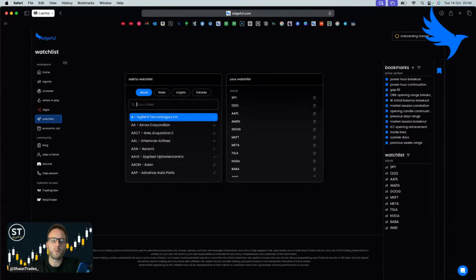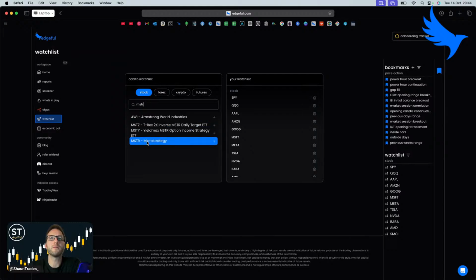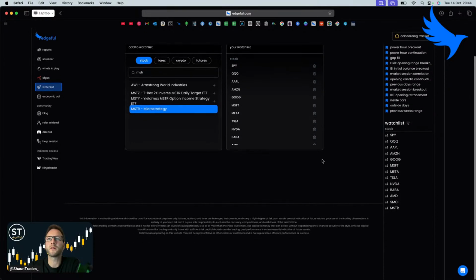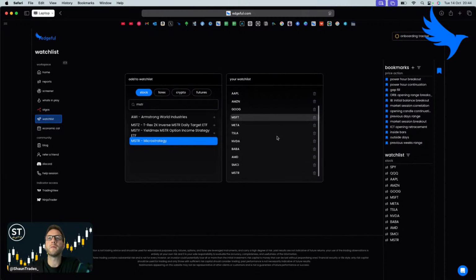We'll follow on with the semiconductor space. We'll do Super Micro Computer. Let's see if they have MicroStrategy. Not one I trade that often, just one that came off the top of my head right now. And we can add that as well. And obviously, you can see your watch list here. You can have as many stocks as you want, I believe. So go mad, but not too mad.